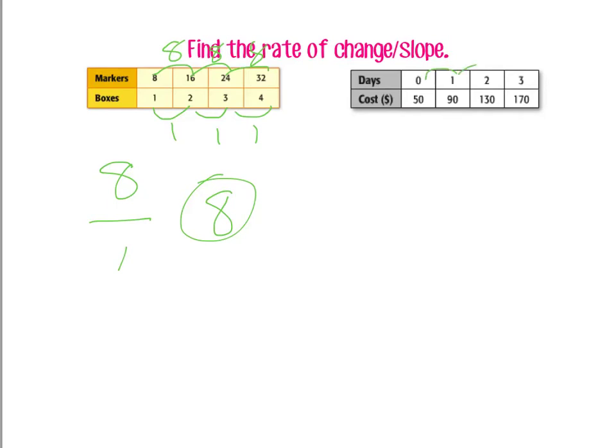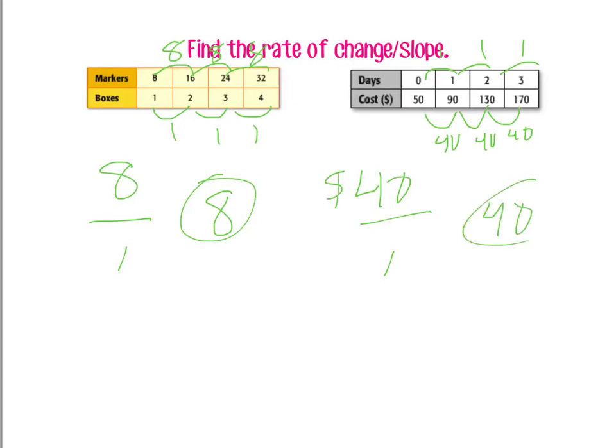Okay, here the top is changing by 1. The bottom is changing by 40. So what makes more sense, the cost per day or the days per cost? I think for this one, the cost per day makes a lot more sense. We're going to take 40 for 1. $40 per day. That makes sense. I'm going to call it just a slope of 40.